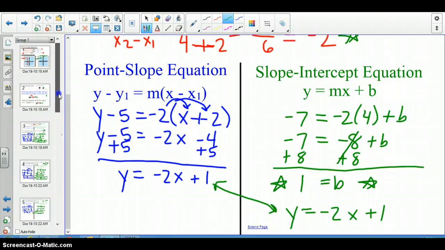All right, so hopefully you'll be able to complete those problems on the front side of the notes. We just went over them.